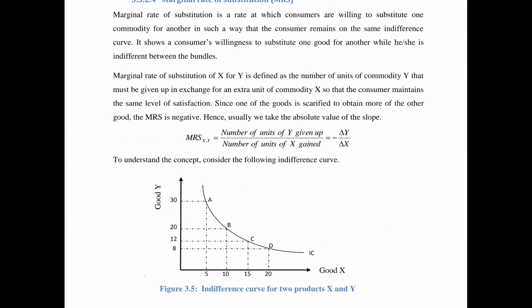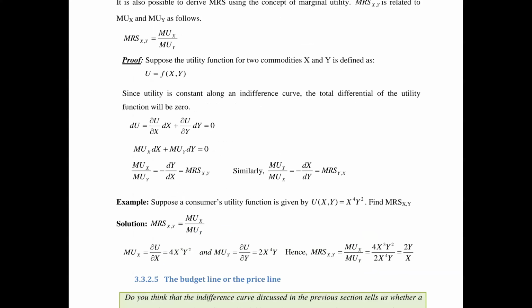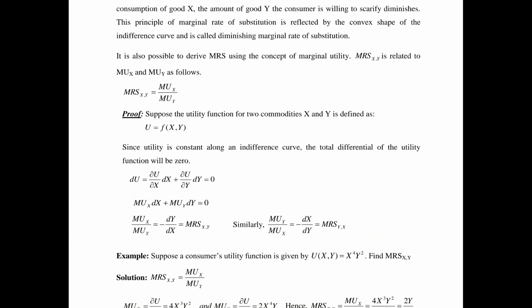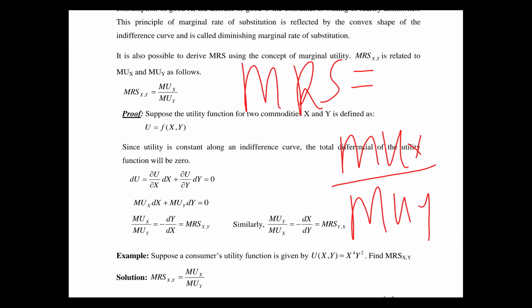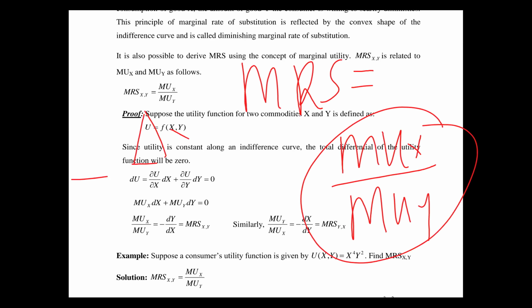Now, there is nothing much to highlight here. We're just trying to say that the marginal rate of substitution is basically equal to the slope. And the slope is found by taking the marginal utility of good X divided by the marginal utility of good Y. Or in other words, the negative change of good Y divided by the change of good X. That is what we did previously.